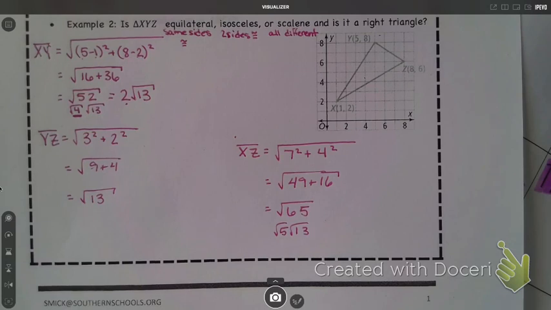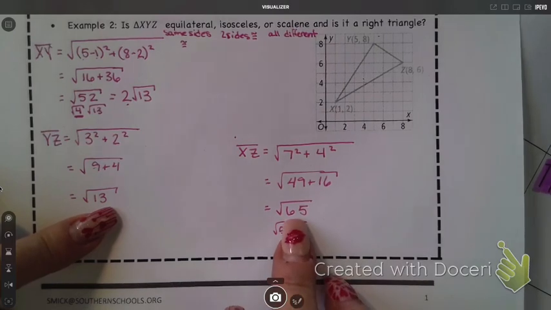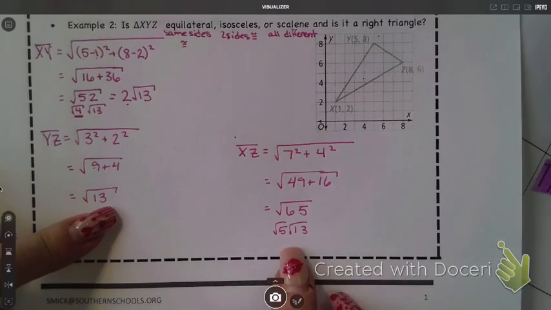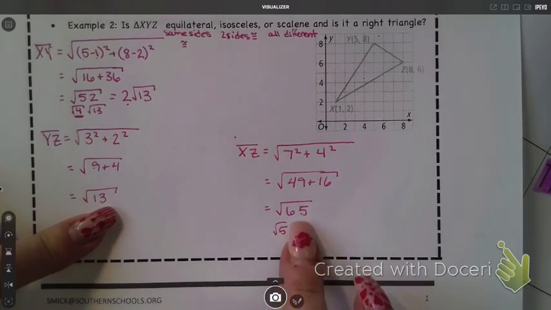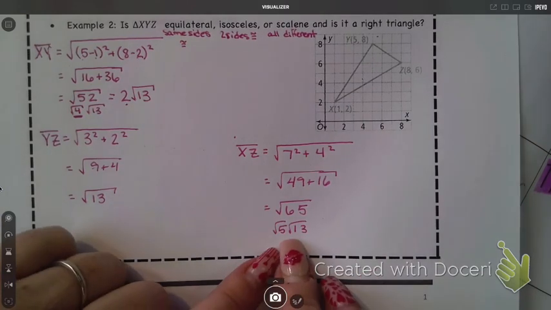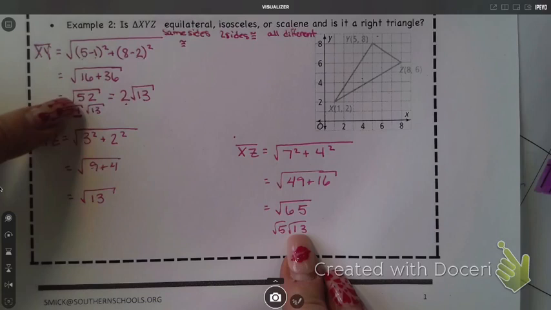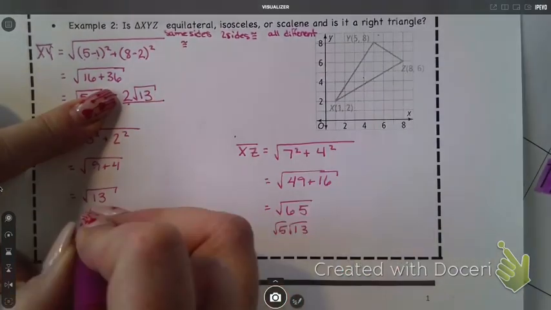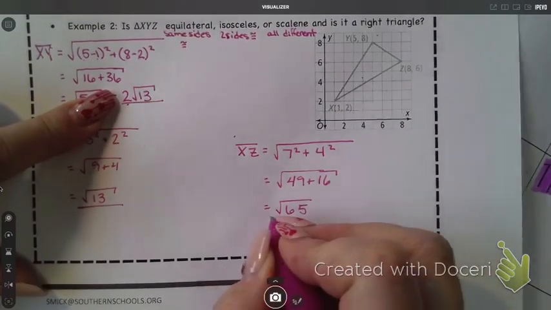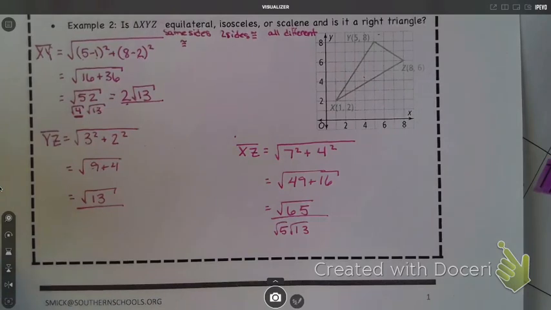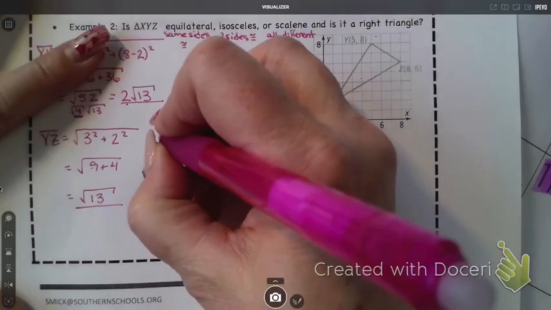Okay, did you guys get the square root of 13 and square root of 65? Okay, what was I doing down here? You tried to break it down. I tried to break it down, it didn't work, did it? Okay, so I have 2 square root of 13, I have square root of 13, and I have square root of 65. So what kind of triangle is it? Scalene. They just told you that.